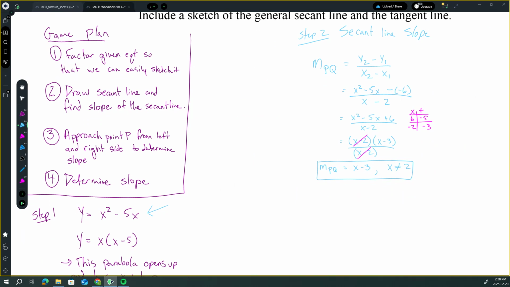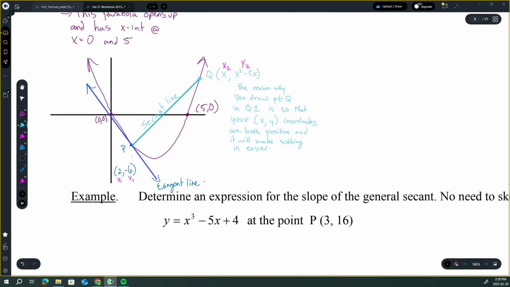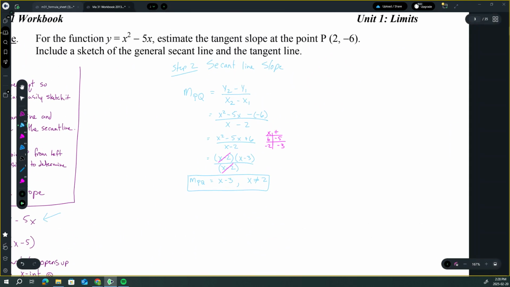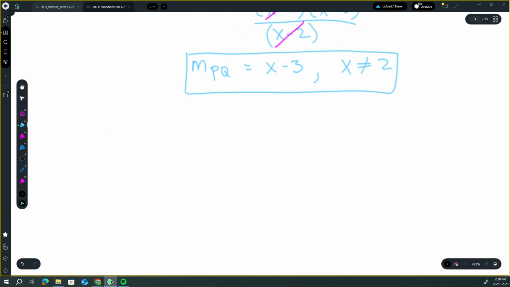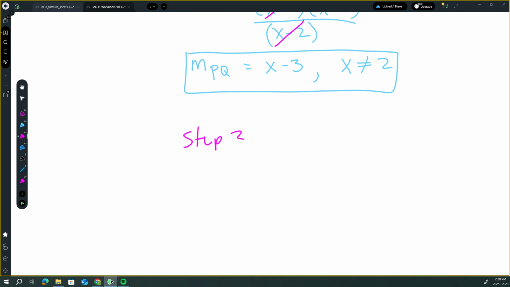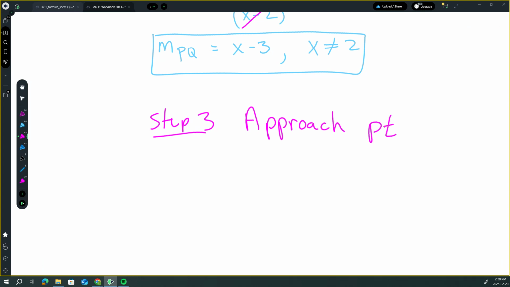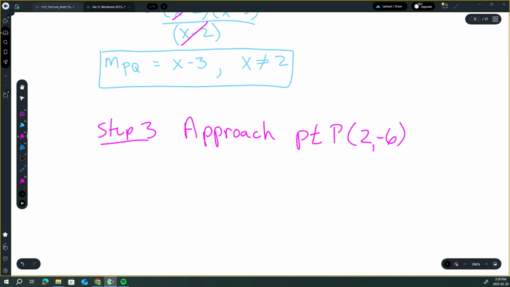Okay, now step 3, we need to approach point P, so that guy right there. We need to approach that from both the left and the right hand side. Okay, so I think what I'm going to do, I might have to squeeze it right here. And step 3: approach point P, which is (2, negative 6), from left and right.